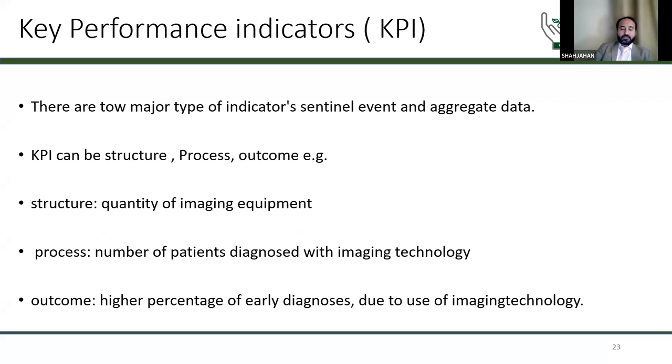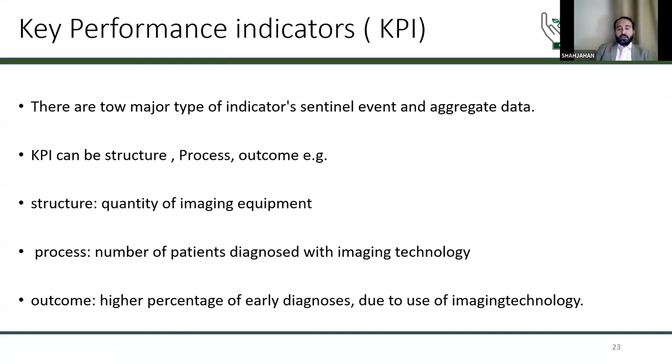Now I will share with you three important points. In the exam, you will receive many questions on this one. Key performance indicators are of three types: structure, process, and outcome. I just want to make it easy to understand what structure, process, and outcome are.